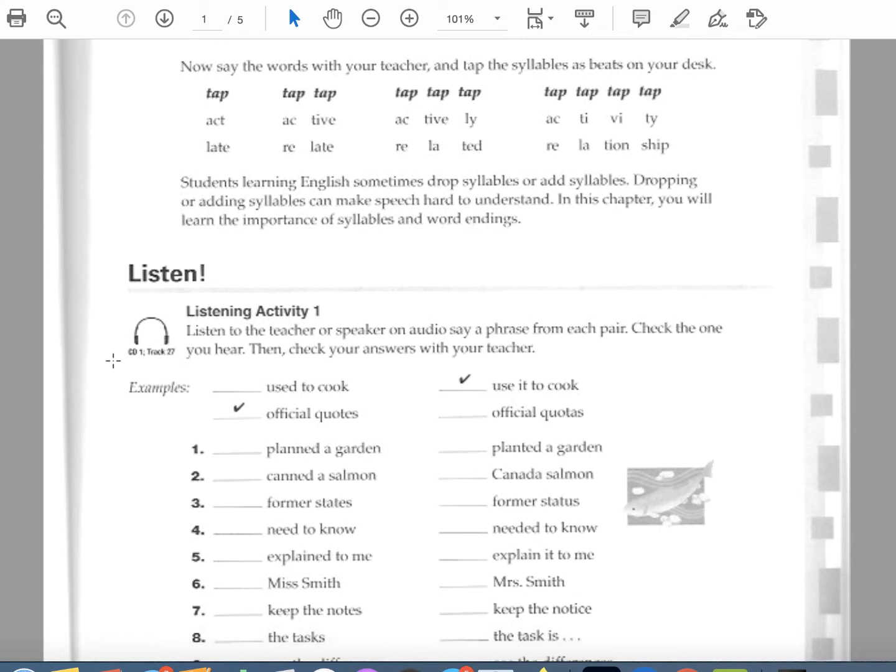I use it to cook when I make my spaghetti sauce. Did I say "used to cook" or "use it to cook"? I said "use it to cook." Okay. I used to cook spaghetti sauce. That would be this one. I use it to cook my spaghetti sauce. That would be this one.